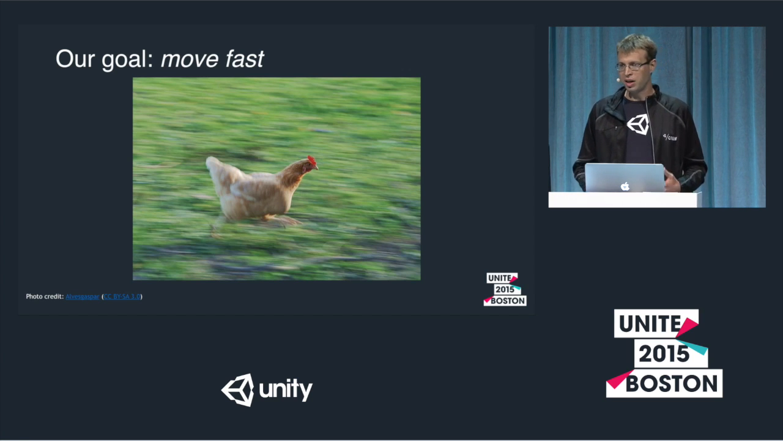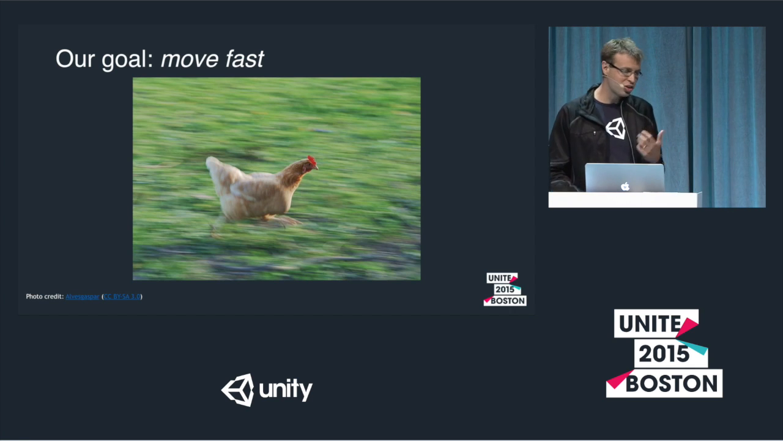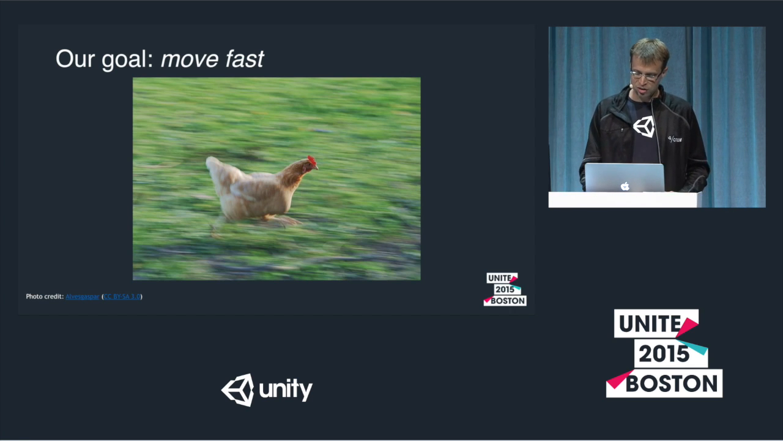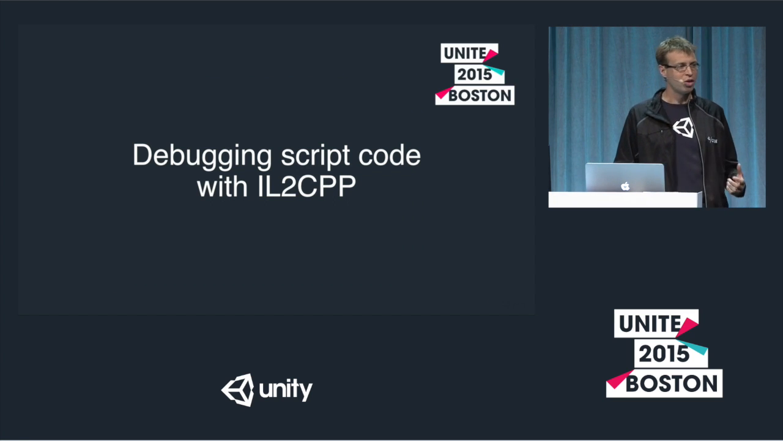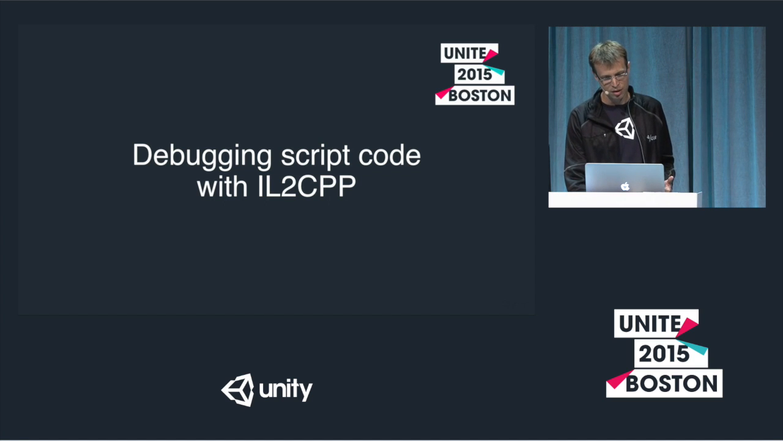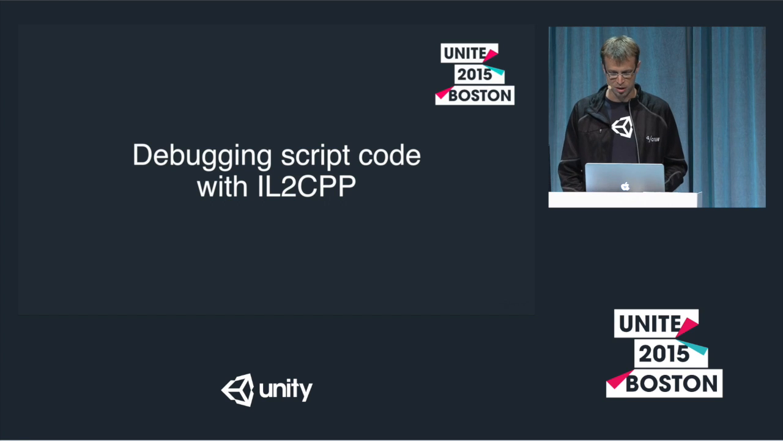And our goal is to be able to iterate quickly with IL2CPP to provide you with the best scripting backend that we possibly can. But maybe more important than us moving fast is we want you to be able to move fast in your development, right? And sometimes moving fast is not so much about checking in code quickly and iterating, but it's about solving a really hard problem that might be blocking your team. So I'm going to talk for a few minutes about how we can debug script code with IL2CPP.